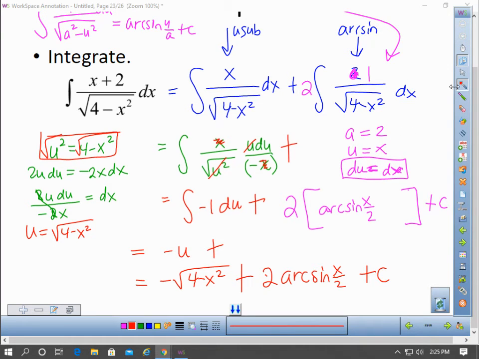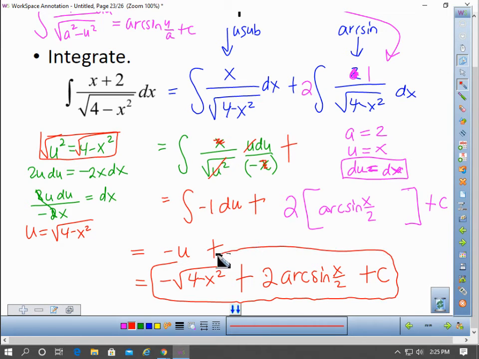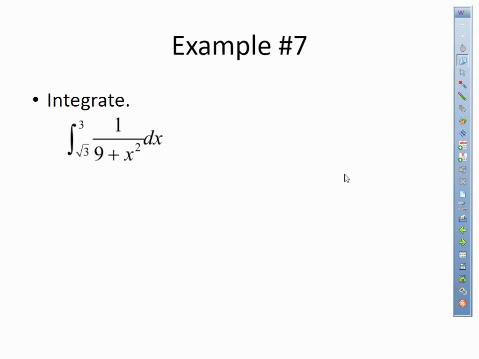All right, so again, we split that one up into 2 parts. And so our entire answer is this whole thing. So this is the part from the first part where we had the u sub situation going on, and then the second part was our arc sine, and then we have our plus c. So that's our entire answer because we split that up into 2 parts. All right, last problem.